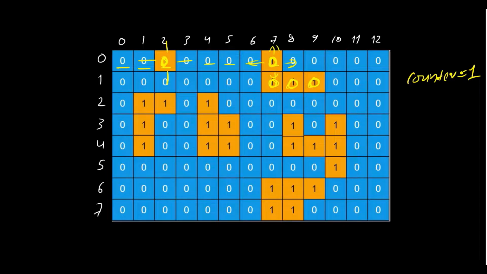Okay, and when you are done with this particular island, you will just get back to your iteration. So again you will continue your loop here. So you will see this particular index which is 0 here, again 0 here. You will just keep going and checking whether this is an island or not.